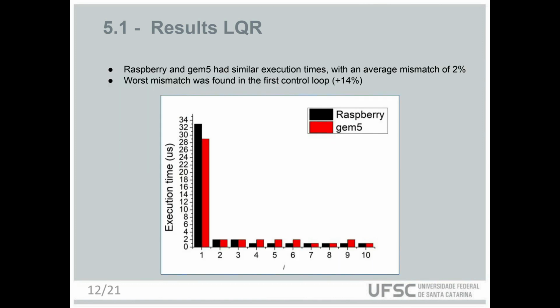The LKR control program also showed very low mismatch between the execution times obtained from simulation data and from the real hardware tests. The average mismatch in the first 10 control loops was 2%, and the worst mismatch occurred in the first control loop, where gem5 executed with a mismatch of 14%.